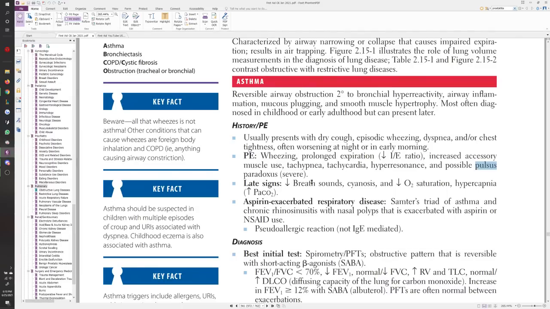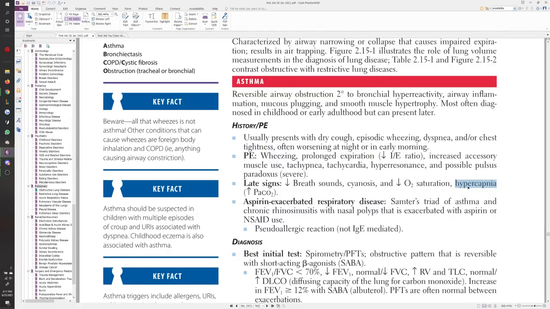Late signs: decreased breath sounds, cyanosis, decreased oxygen saturation, and hypercapnia. Now, hypercapnia is also a feature of all the obstructive lung diseases, because remember, the obstruction is in getting air out, so the air that's supposed to come out is mostly CO2, so you retain a lot of CO2. And then the asthma issue is breathing in, right? So now think about it, you have obstructive lung disease, you can't breathe out easily, and you can't breathe in because you have asthma, right?